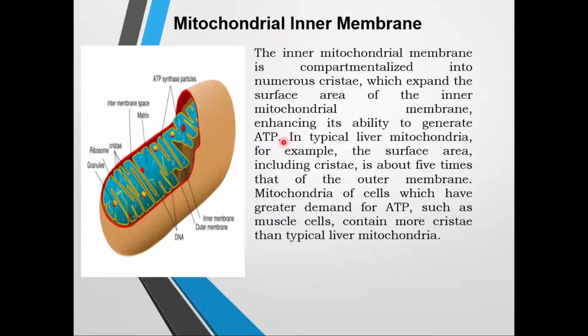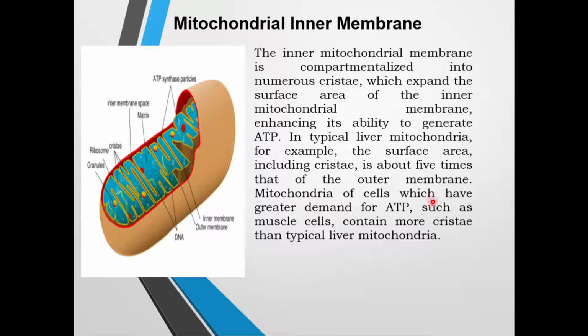जितने ज़्यादा folds उतना ज़्यादा surface area और उतने ज़्यादा electrons वहाँ पर बाइंड होंगे और इलेक्ट्रॉन ट्रांसपोर्ट चेन को वहाँ पर सरफेस एरिया मिलेगा। In typical liver mitochondria, for example, the surface area including cristae is about 5 times that of the outer membrane.